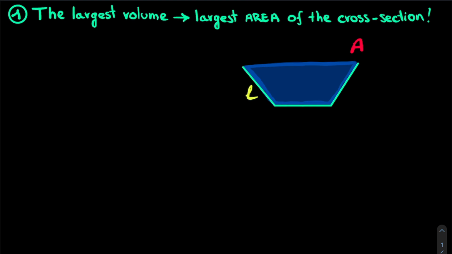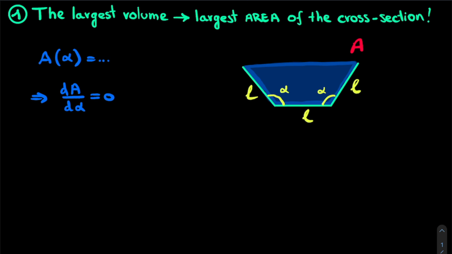Thus, given that these sides are all equal to small l, we need to find this alpha, which is equal to this angle, such that the area of this trapezoid is maximal. This means, of course, that we first need to write the area of this trapezoid as a function of alpha. So we need to find a function A of alpha. Having found this function, we need to derive it with respect to our only variable alpha, and then set this derivative to 0. And if we solve this equation, we will find the right alpha.